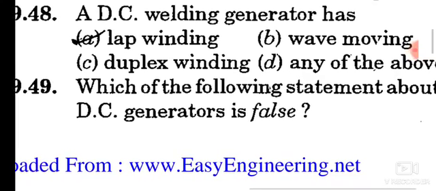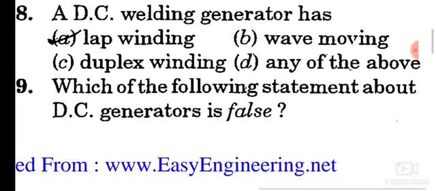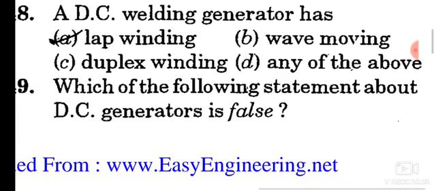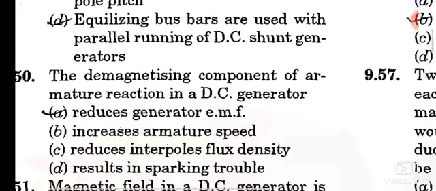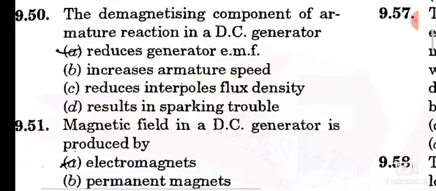Question number 49. Which of the following statements about DC generator is false? Option D, equalizing bus bars are used with parallel running of DC shunt generators. This statement is false.